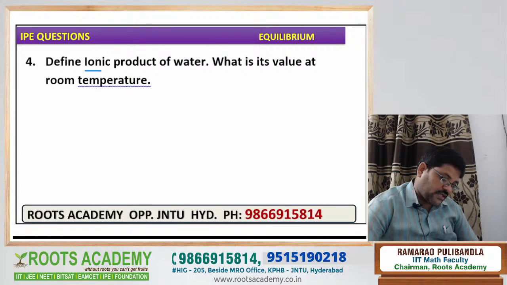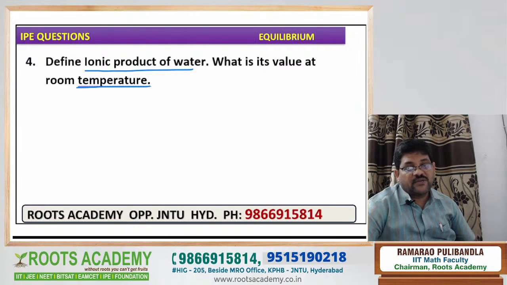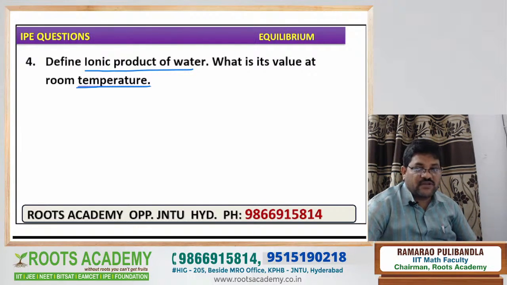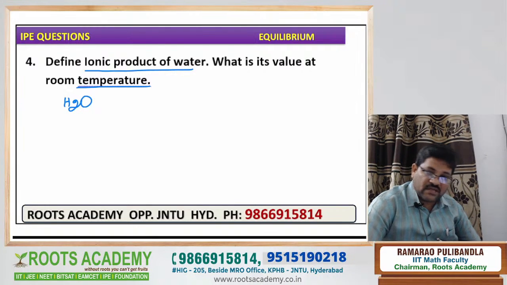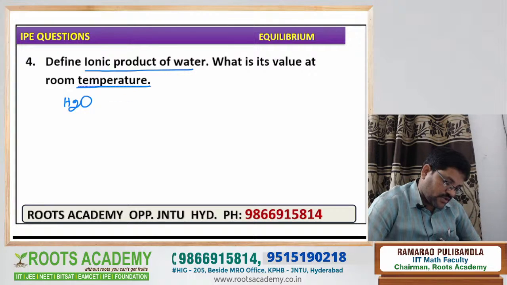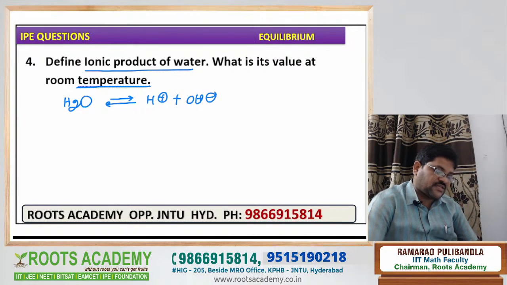What is the ionic product of water? What is its value at room temperature? This is an IPE 2 marks question. Read the question carefully. So, what is the ionic product of water? Simple statement. First you write the equation like this: H2O is partially dissociated and gives rise to H plus ions and OH minus ions. You write the equation like that.